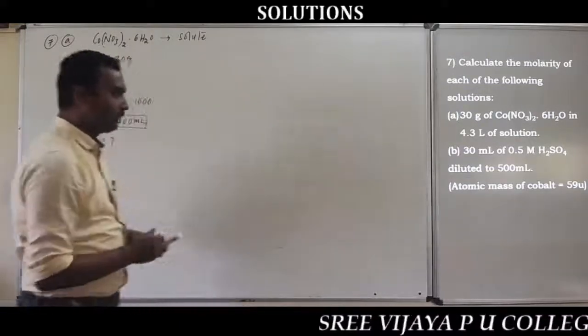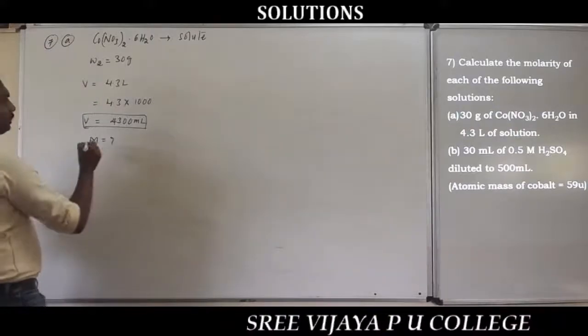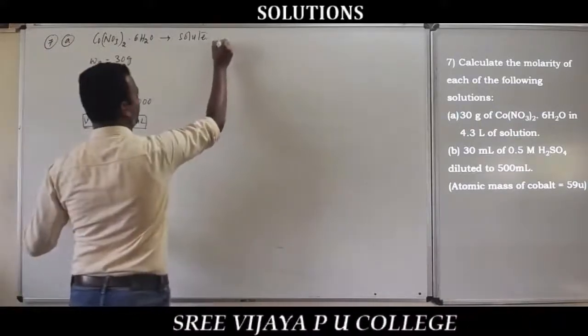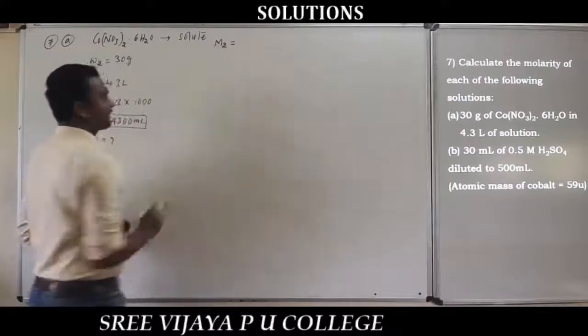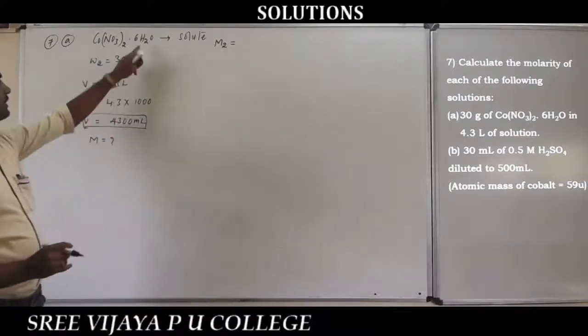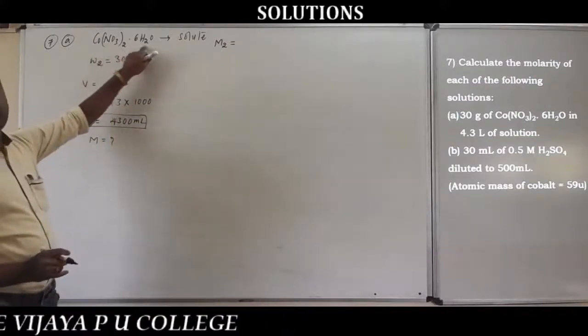Before that, one more thing we have to calculate, that is M2. M2 is the molar mass of solute. So the molar mass of solute, cobalt nitrate dot 6H2O.